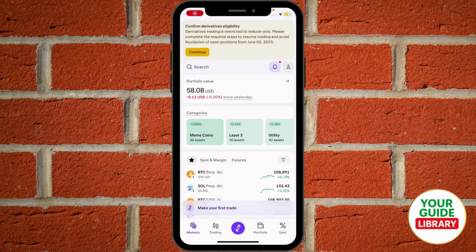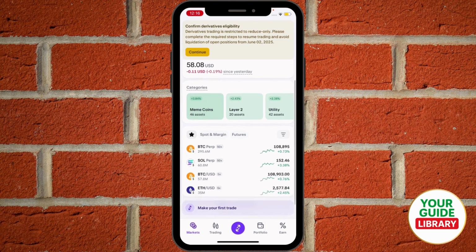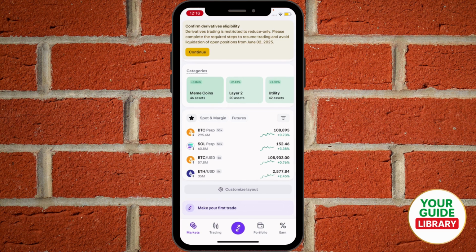In today's video, I'm going to show you how to short on Kraken Pro app. Before you start, make sure to deposit funds into your account so you can start trading. Now, what I'm going to do is select, of course, my trading pair. You can select Bitcoin, Solana, whatever, right?